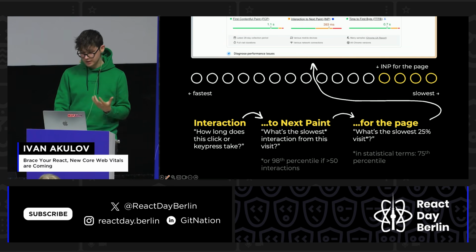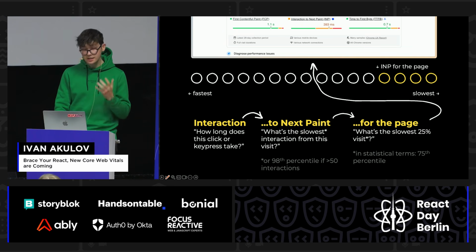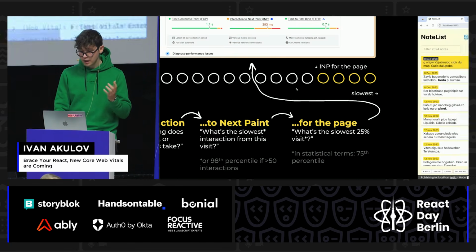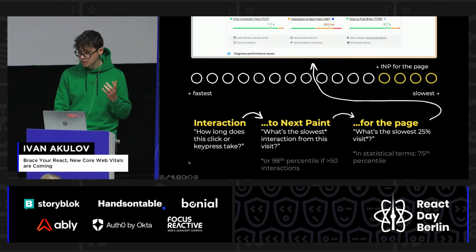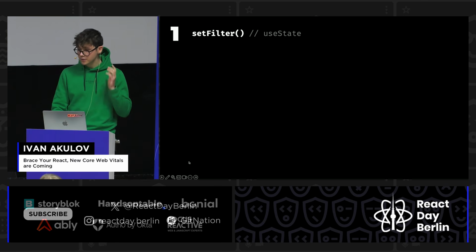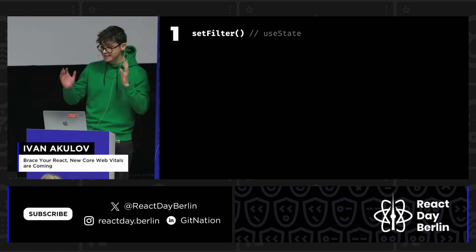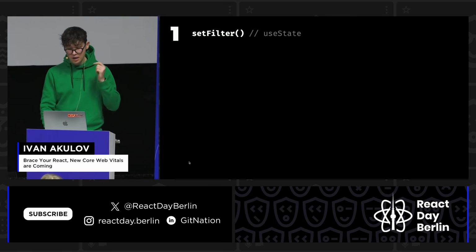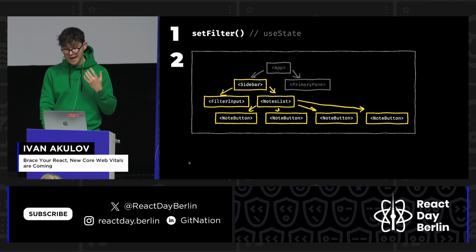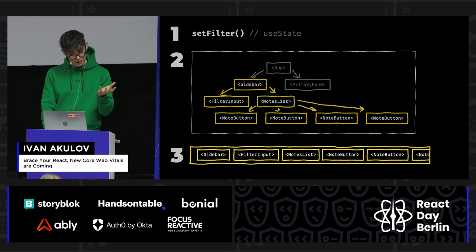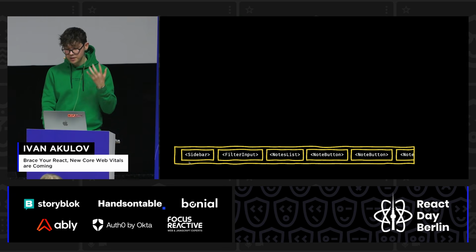And if I were to debug this issue, I would see that this slow typing into the filter is caused by a React render. Here's what's happening in the app. When I type into the filter input, React calls this setFilter function, which is a useState hook, that changes the state in a bunch of components, and that causes React to render all these components one by one until it's done. And this is what makes my input slow.